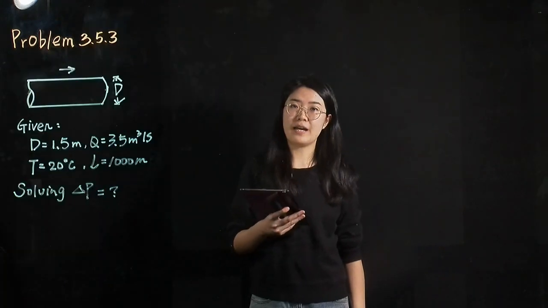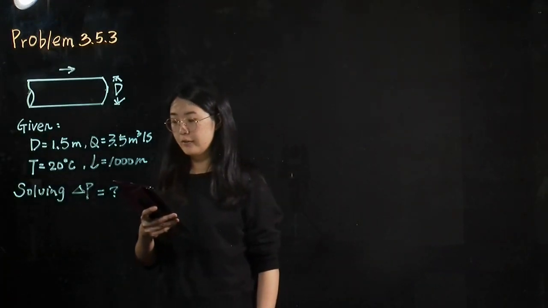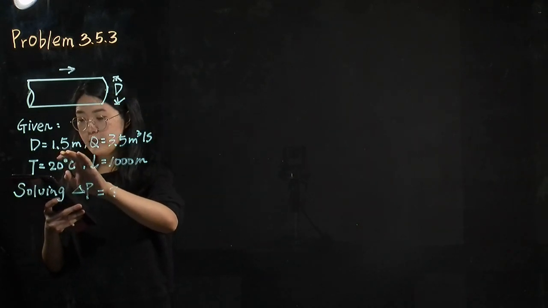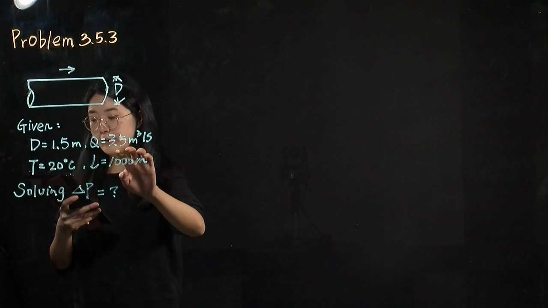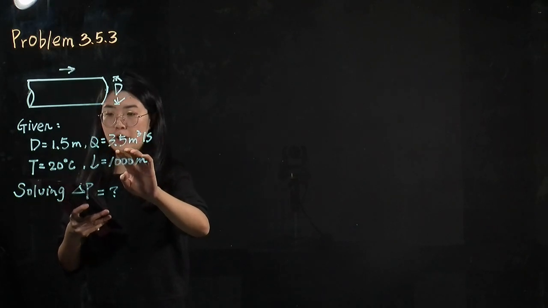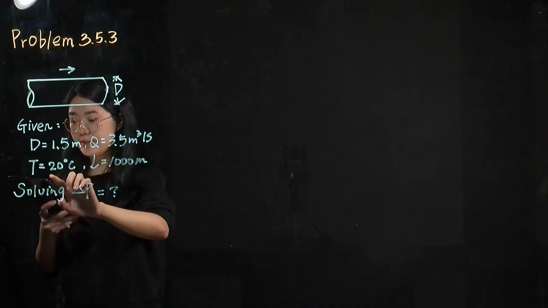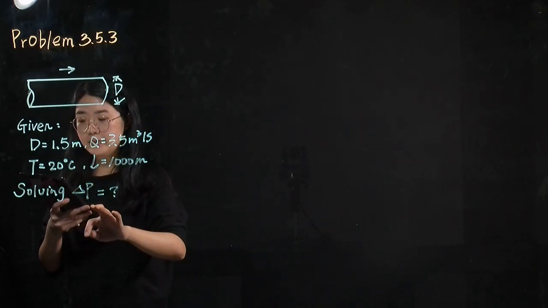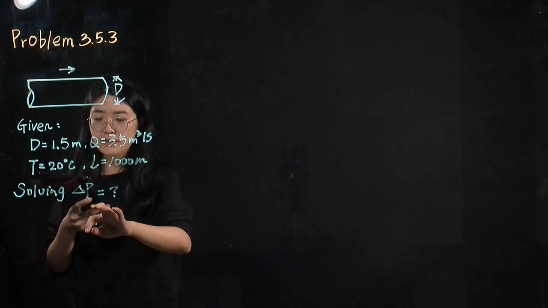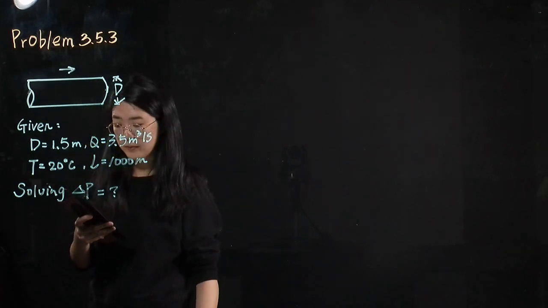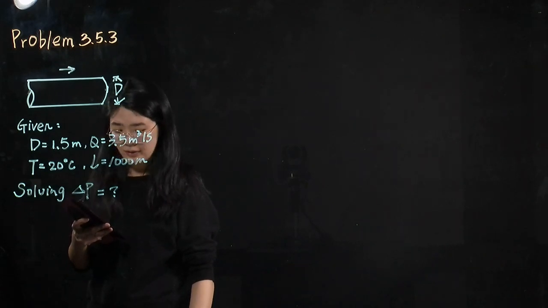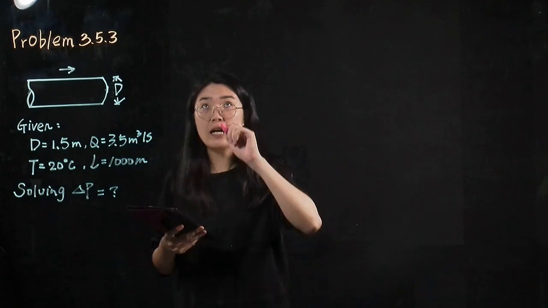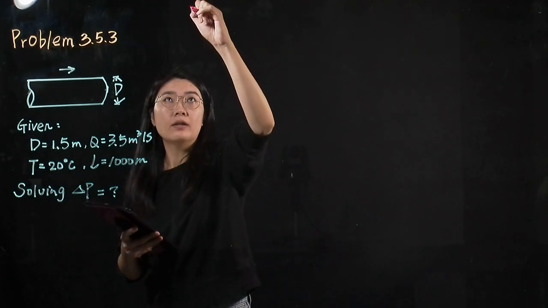Okay, let's take a look at problem number 3. There is a horizontal commercial steel pipe. Its diameter is 1.5 meters and it carries 3.5 cubic meters per second of water at a temperature of 20 degrees Celsius. We need to calculate the pressure drop in the pipe per kilometer length. Assume that the minor losses are negligible. We already know the flow rate and also the diameter. The first step, we can calculate the velocity.